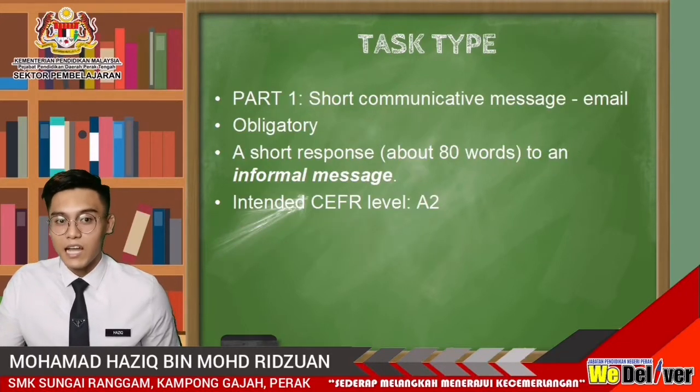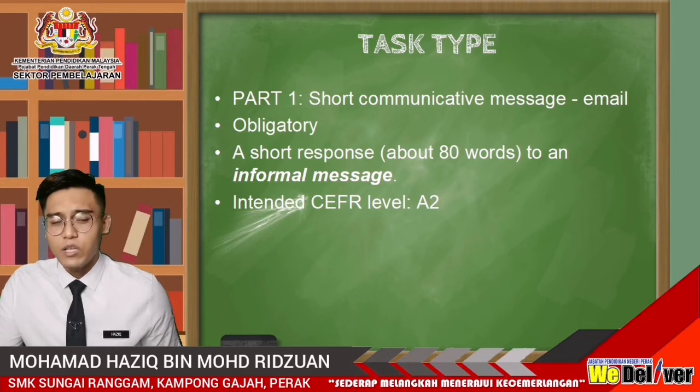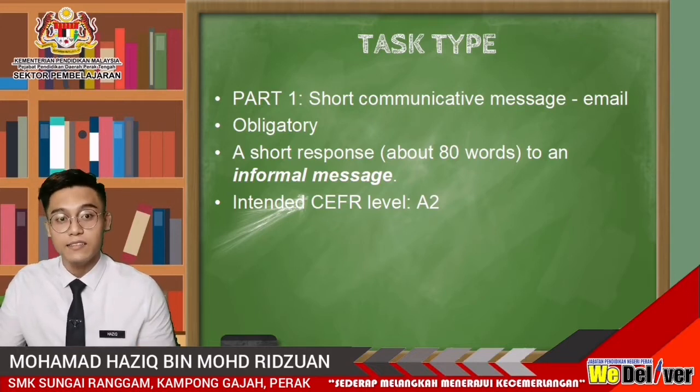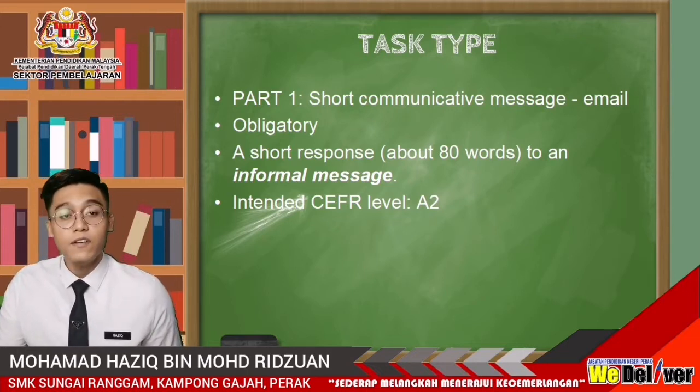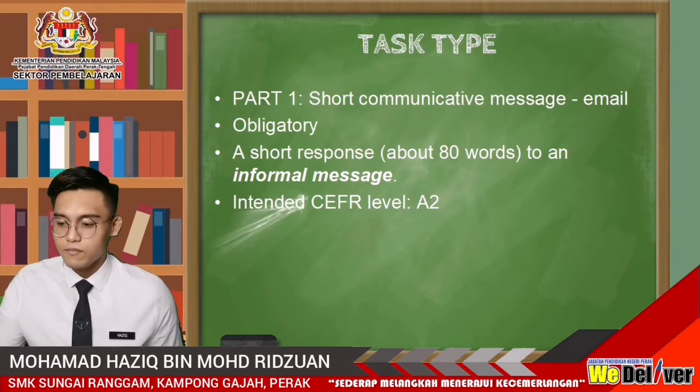Moving on to the task types of the paper. Part 1 will be a short communicative message in which you have to write an email and it is obligatory, which means you have to answer it. Okay, it is compulsory. A short response of 80 words on an informal message. What is an informal message? We will discuss later. Alright, the intended CEFR level is A2 for this part.